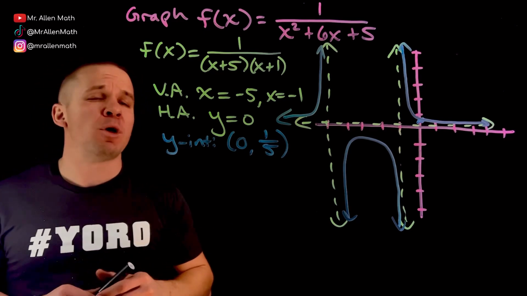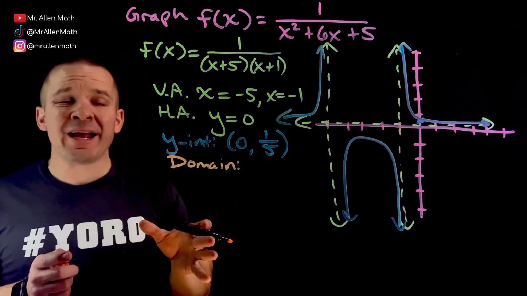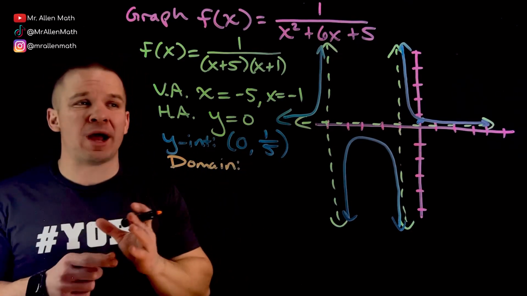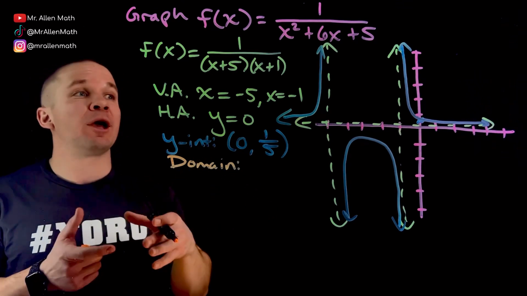Let's get ourselves some domain and range. All right, so domain. Domain is going to be my x values. That's what I want to look for, right? All real numbers for polynomials, but once we get to rationals, now we got to exclude some values.